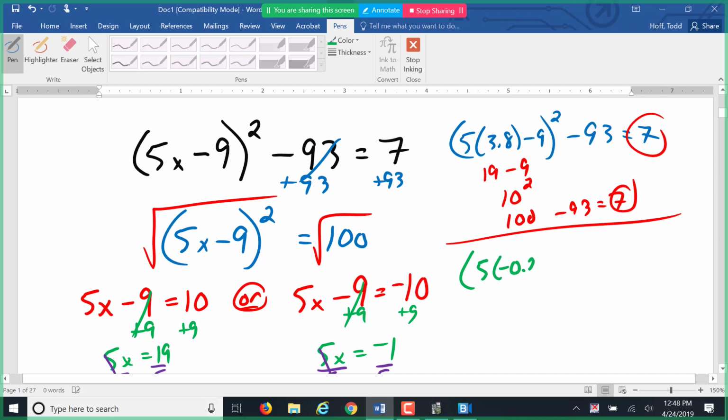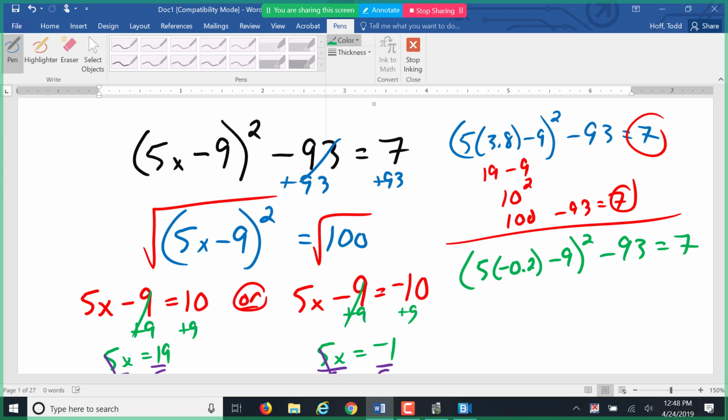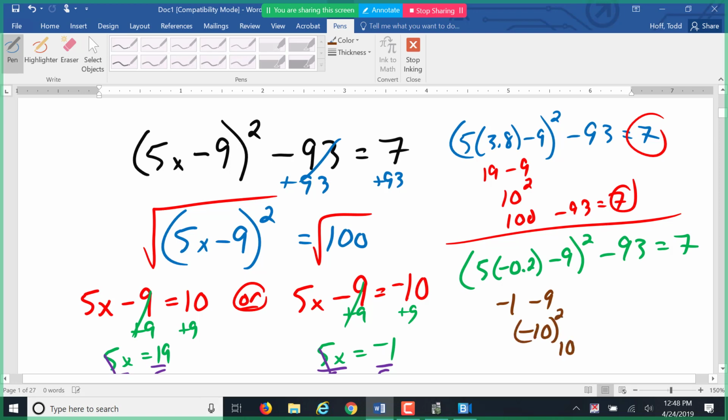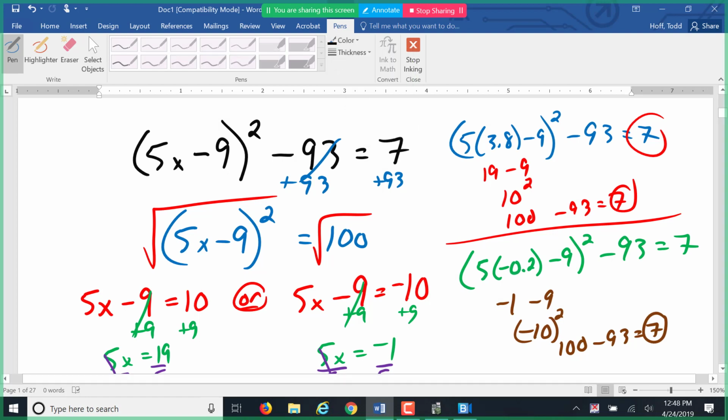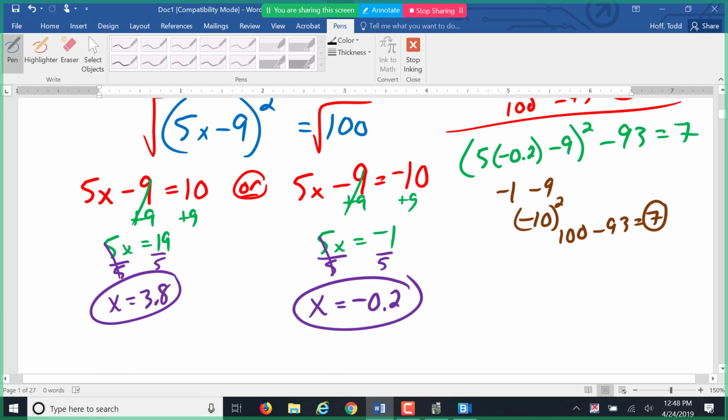5 times negative 0.2 is negative 1, minus 9 is negative 10, squared is 100, minus 93 does equal 7. So both of those are legitimate answers for that equation. So anytime we use that square root method, we have to make sure we're careful that we get both answers and we double check both of them to ensure that they are valid.